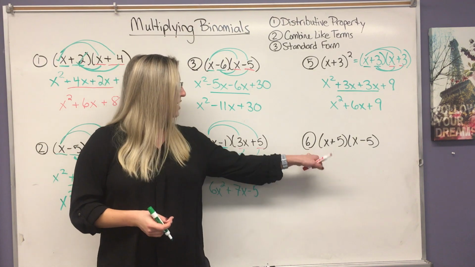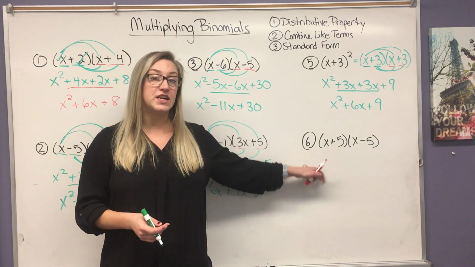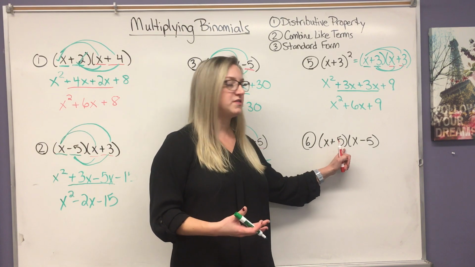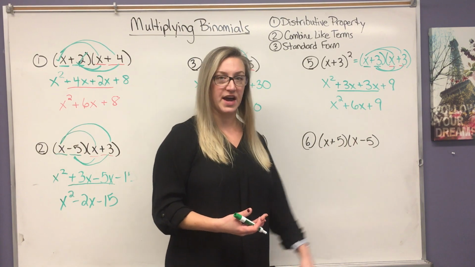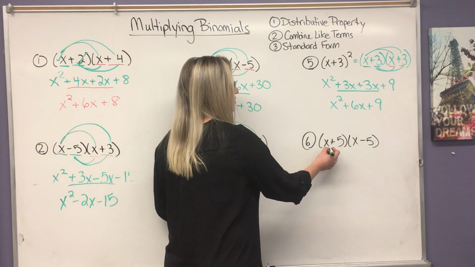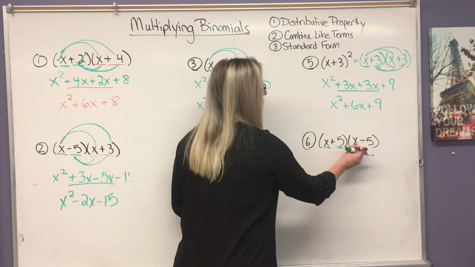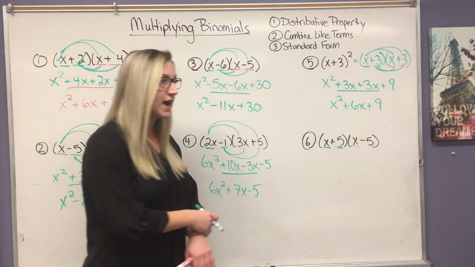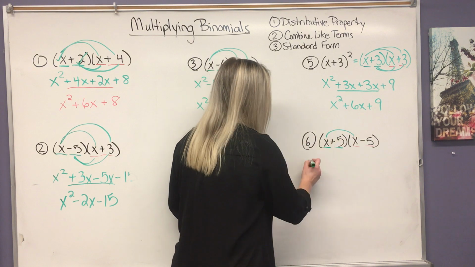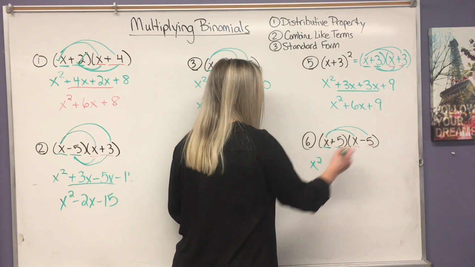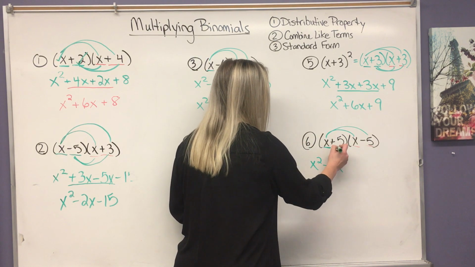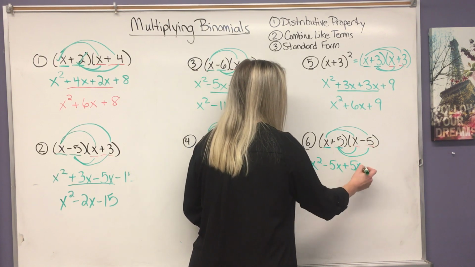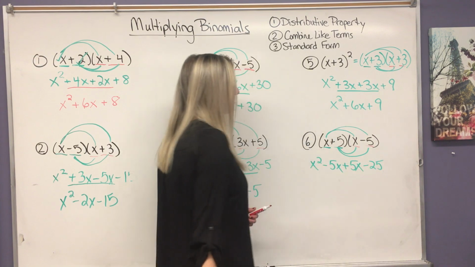The last special example is one like this, where I have conjugates, where I have x plus 5 and then almost the same thing, but x minus 5. So let's see what happens. 2 terms in the first parentheses, 2 terms in the second parentheses, multiply each term in the first to each term in the last. So x times x is x squared. x times negative 5 is negative 5x. 5 times x is positive 5x, and then 5 times negative 5 is negative 25.